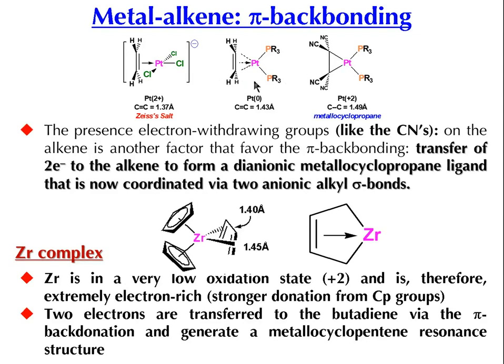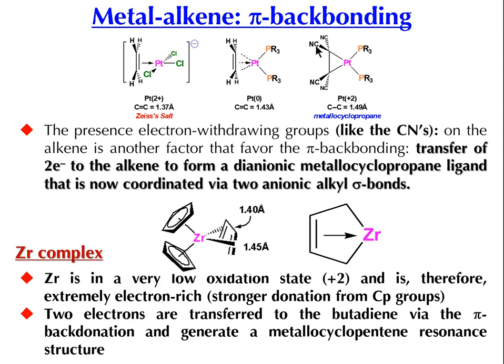Consider the three following complexes. The oxidation state in the first is platinum 2, and it is a 16 electron complex. The second is a platinum 0, 16 electron complex, and the third is a platinum 2, 16 electron complex. The electron density is the greatest in the third. So we will have a strong pi back donation from platinum to alkene to form the metallocyclopropane. The experiment proved that in the second complex, we have medium pi back donation and no pi back donation in the third, since the platinum is poor in electron density due to the presence of the Cl groups.